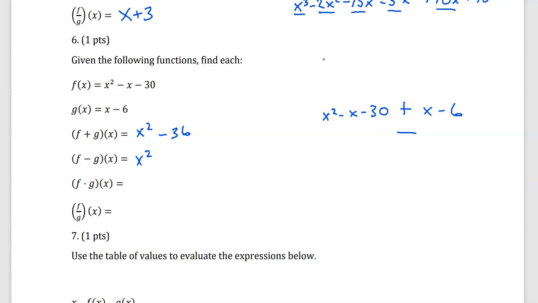And I have to remember it's minus x minus 6 in parentheses, so I better remember that it becomes a minus x plus a 6 outside of the parentheses when I'm subtracting. So, minus x minus another x, minus 2x, minus 30 plus a 6, minus 24.